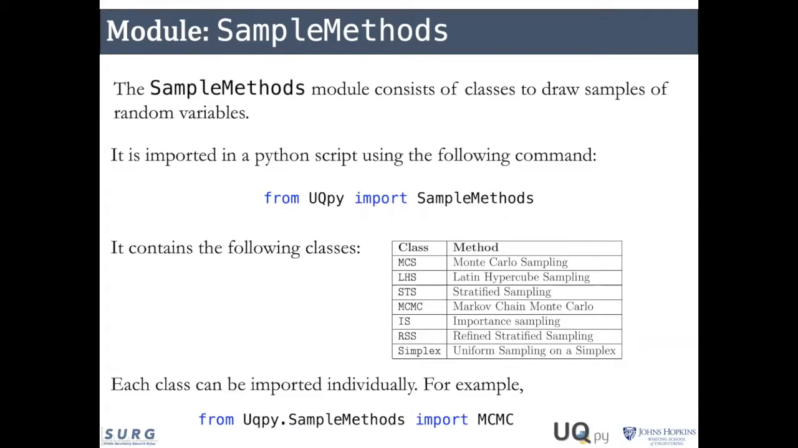Importing a sampling method, importing the sampling methods module is straightforward again, because all you need to do is type in a Python script from UQpy import sampling methods. However, as I mentioned before, each module has its own set of classes, and each class can be imported individually. So if someone wants to use, for example, MCMC, and doesn't want to import all other classes of this module, all it has to do is just type from UQpy sample methods, import the method that is required.